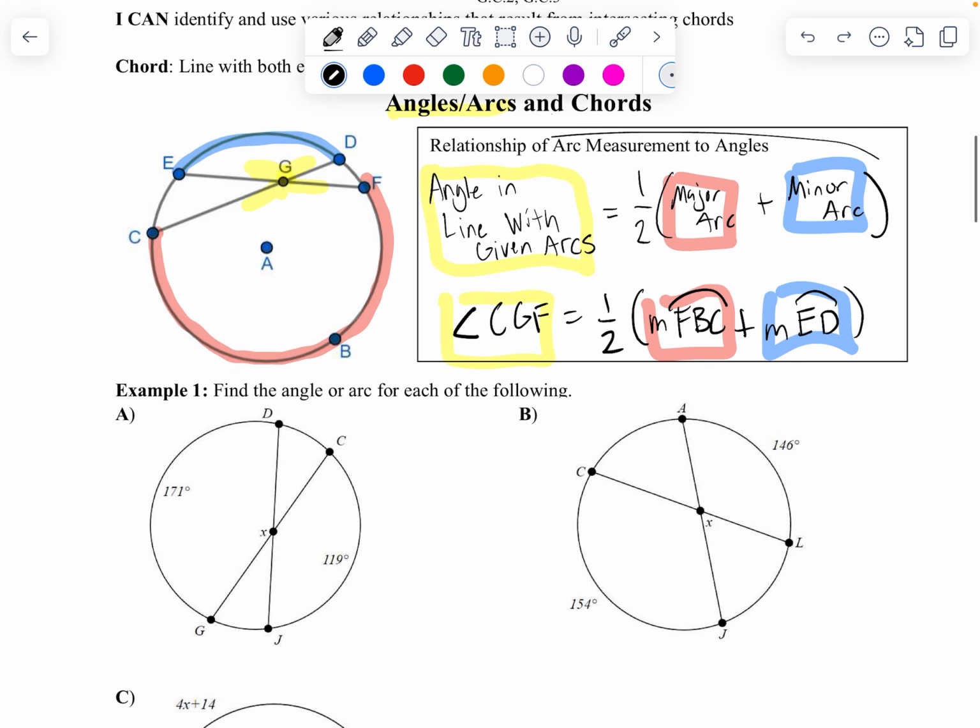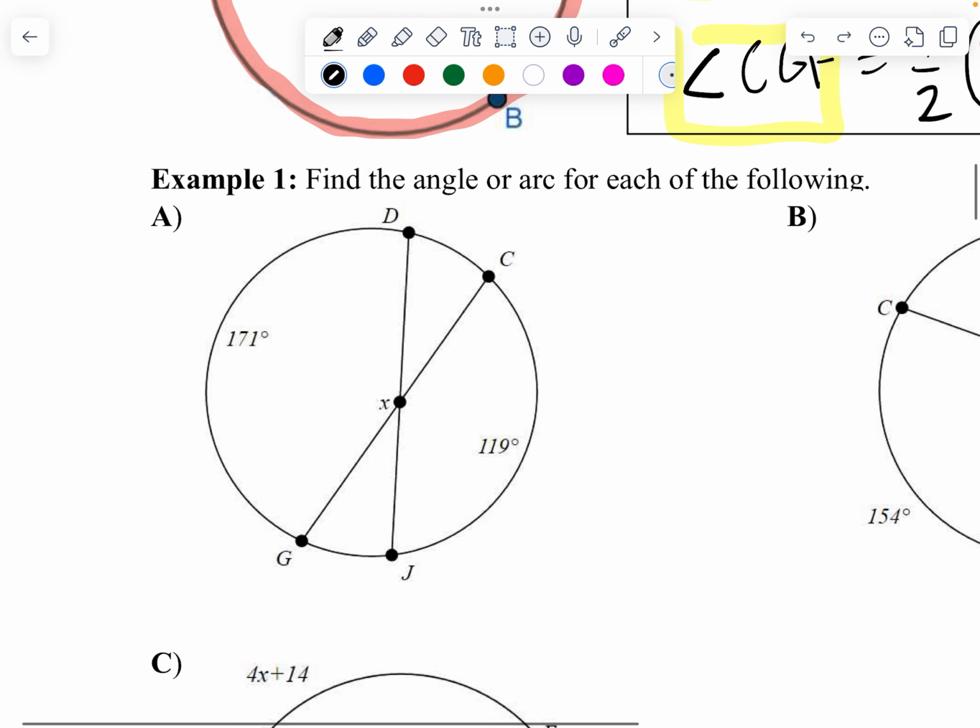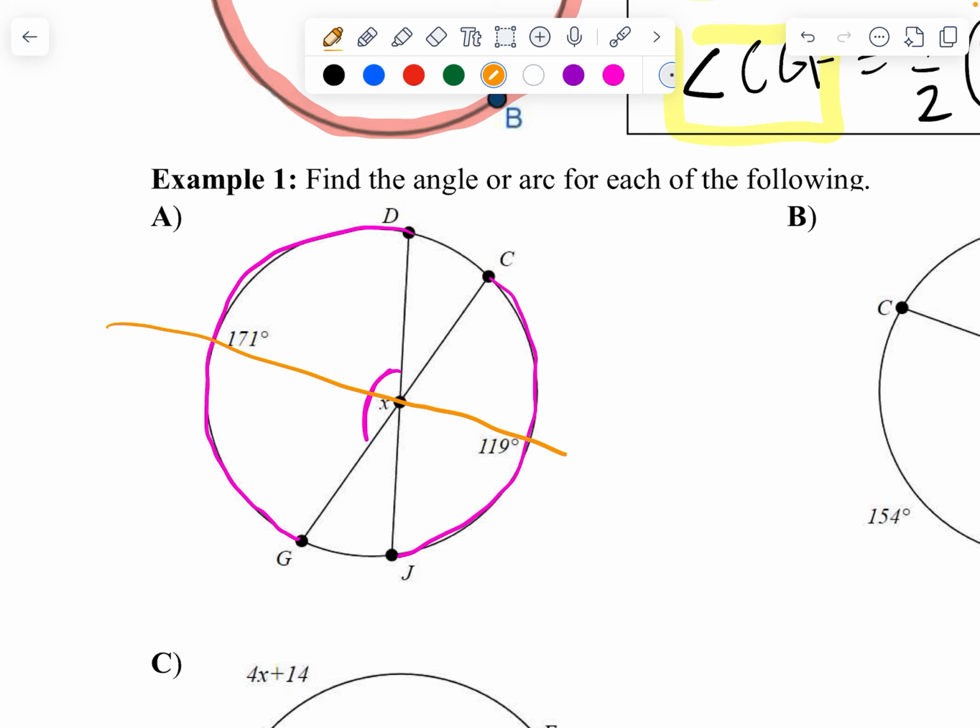So let's actually practice this. Let's set up some equations, work through it. So first off, example 1, it says find the angle or arc for each of the following. So X is our goal, right? That is our angle we're trying to find. We're given two arcs, this arc of 119 and this arc of 171. So the angle in line, if we were to draw an angle through the vertex of that intersection of the two chords, you'll notice it hits the 171 and 119. The angle in line is X, the angle we need.